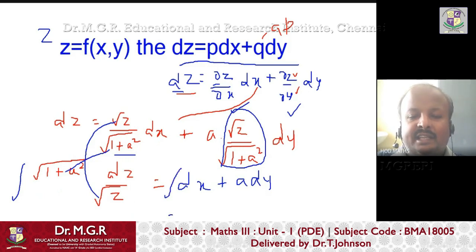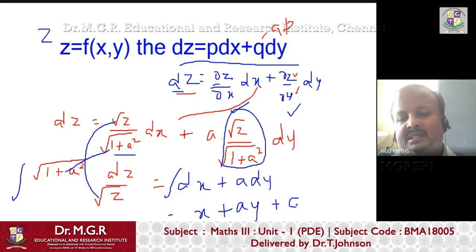Right? So right hand side integration is very simple. Integral of dx is x, plus a times integral of dy, because a is an arbitrary constant, which is y. And whenever you integrate, you have to add an arbitrary constant c. So I add an arbitrary constant c on the right hand side. Right? So x plus ay plus c comes on the right hand side.